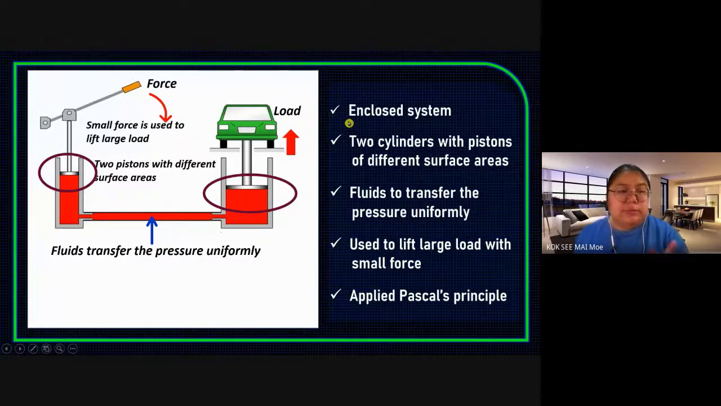First, the system must be closed. Number two, the two cylinders must be of different sizes. The input one must be small, the output one must be bigger. Then the fluid we need to use must be oil. Then it will transmit pressure uniformly. So what's the function of this whole thing? It is used to lift a larger load by using only a small force. What principle? Pascal's principle.